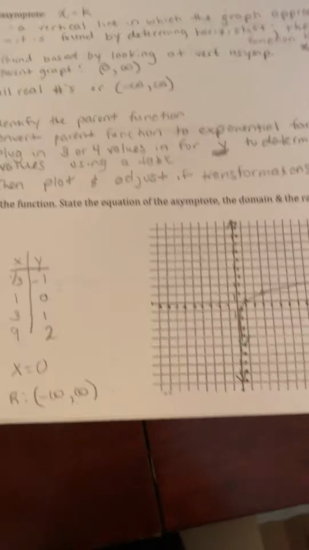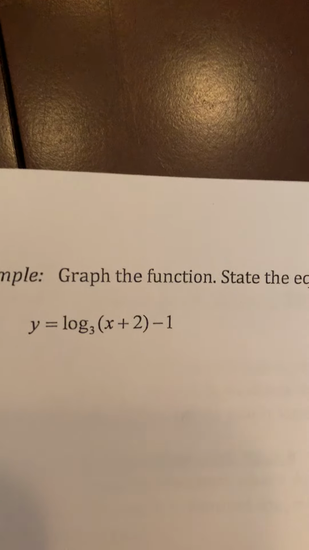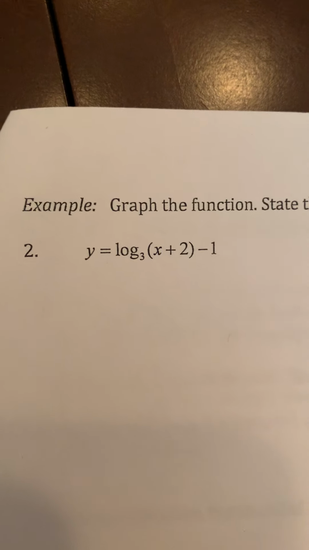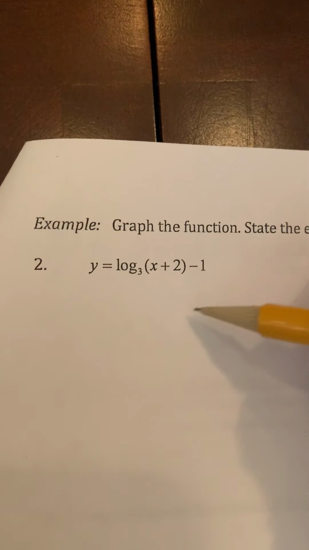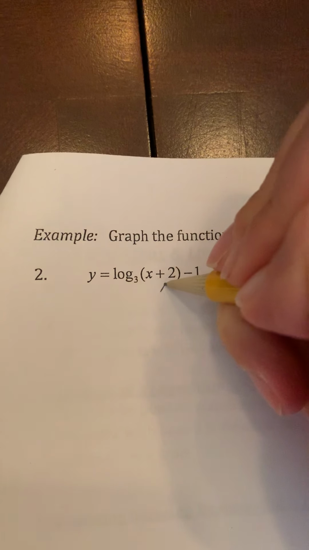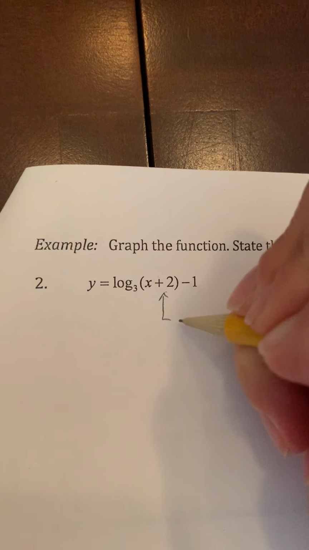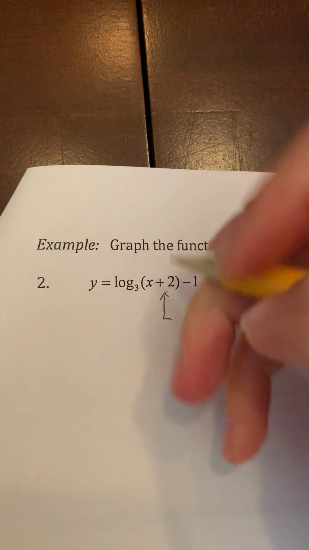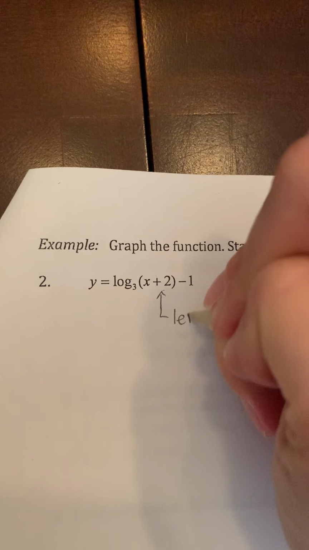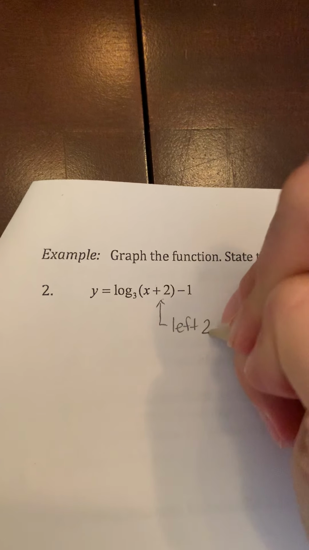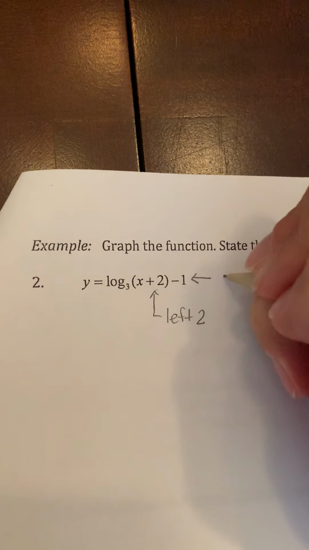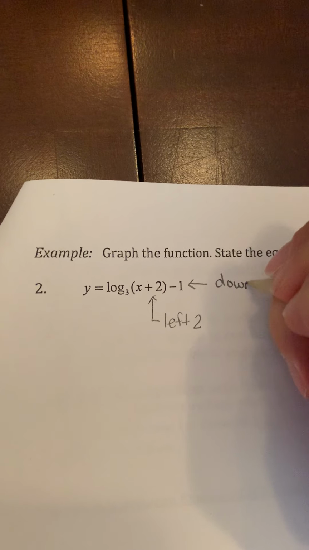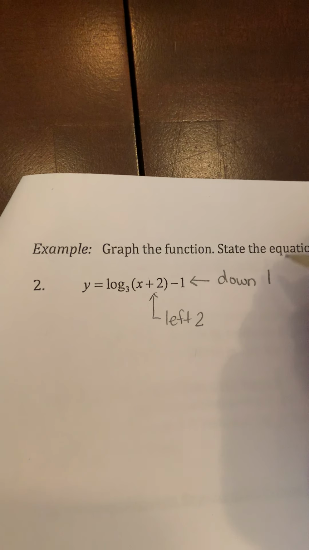Okay, let's look at one more example together. And that is the log base 3 of x plus 2 minus 1. Okay, so as you can see, this one has some transformations. Let's talk about those transformations. What would this plus 2 on the inside affecting x do? It would move it to the left 2 units, horizontal shift. How about the minus 1 at the end? That'll be a vertical shift. In this case, since it's subtraction, we'll go down 1.